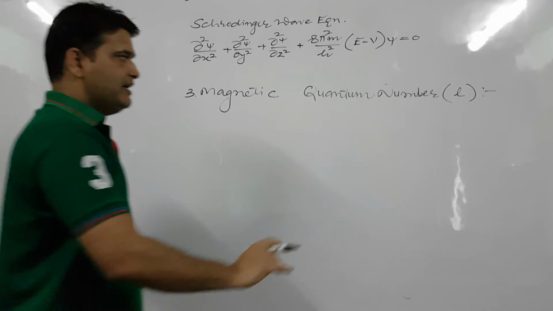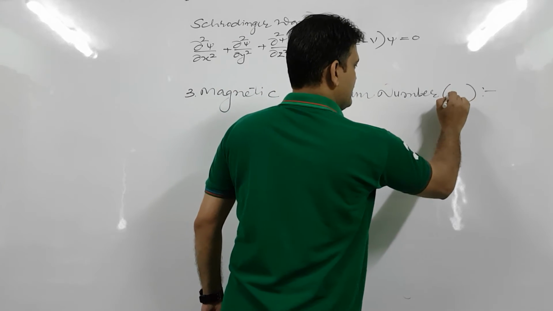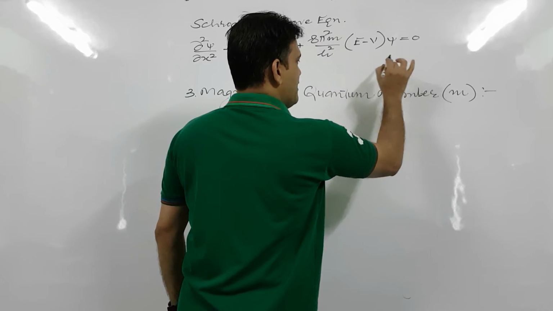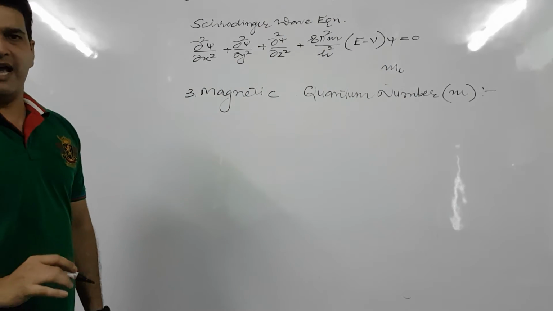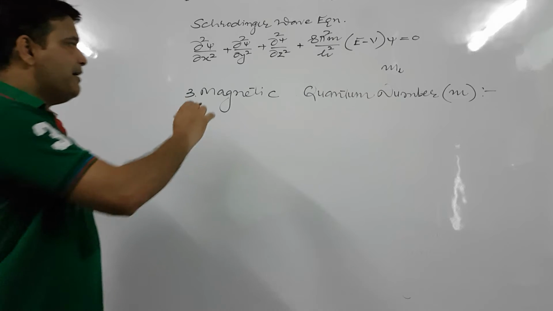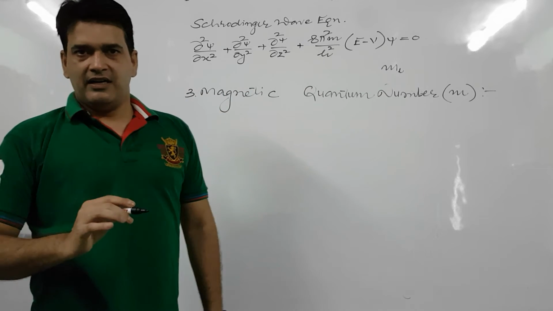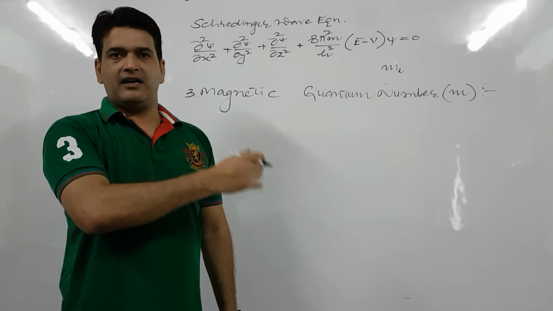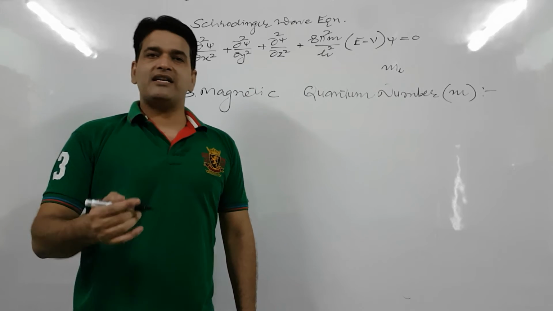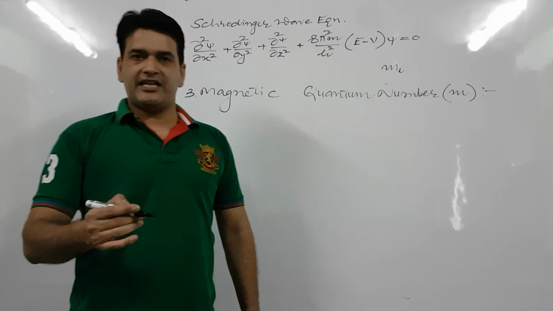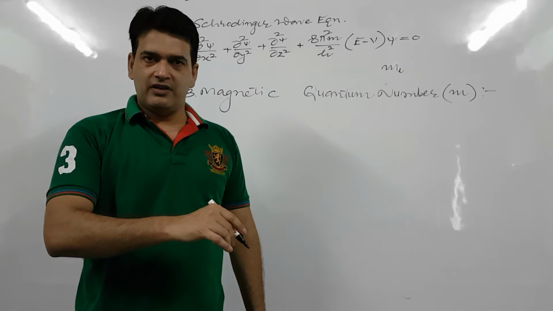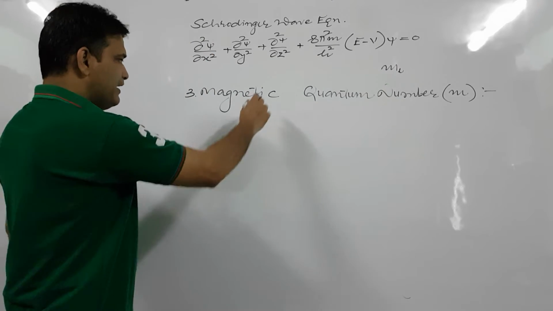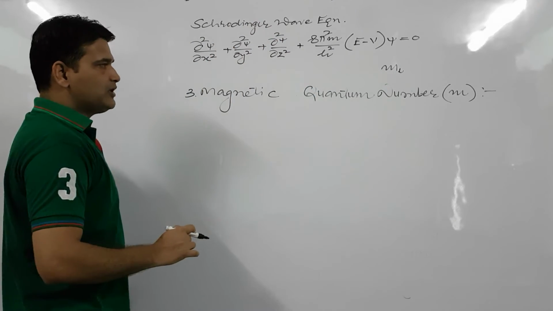Magnetic quantum number is represented by M, or sometimes ML, because it depends upon L, the azimuthal quantum number. The magnetic quantum number tells us about the orbital of the given electron, or you can say the different orientations of the electron in the given subshell. So it depends upon the azimuthal quantum number.